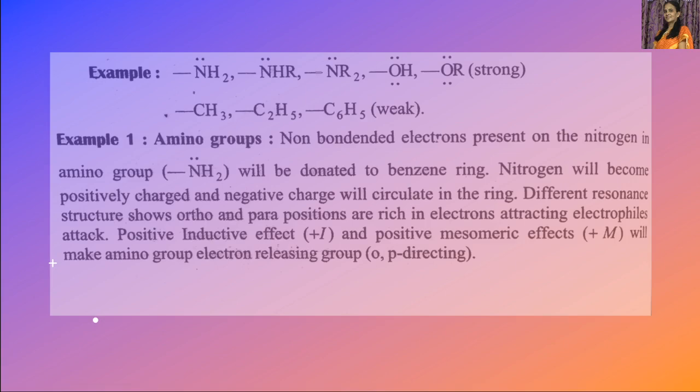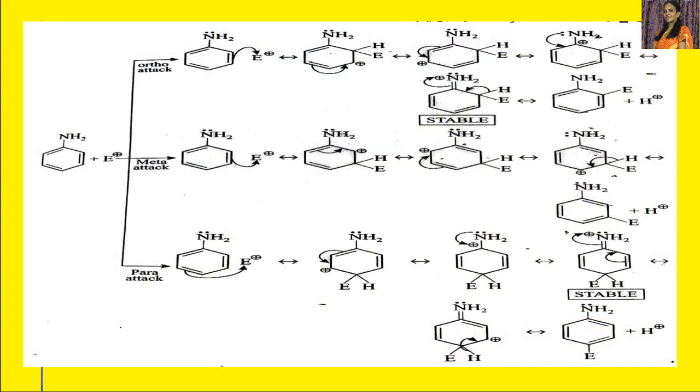So I will explain this with the help of these structures. Now let's consider this. This is aniline, amino benzene. This is the amino group which is present on the benzene ring. This is the name given to this particular substance, aniline. When this aniline is subjected to electrophilic attack, then what happens? Let's see.